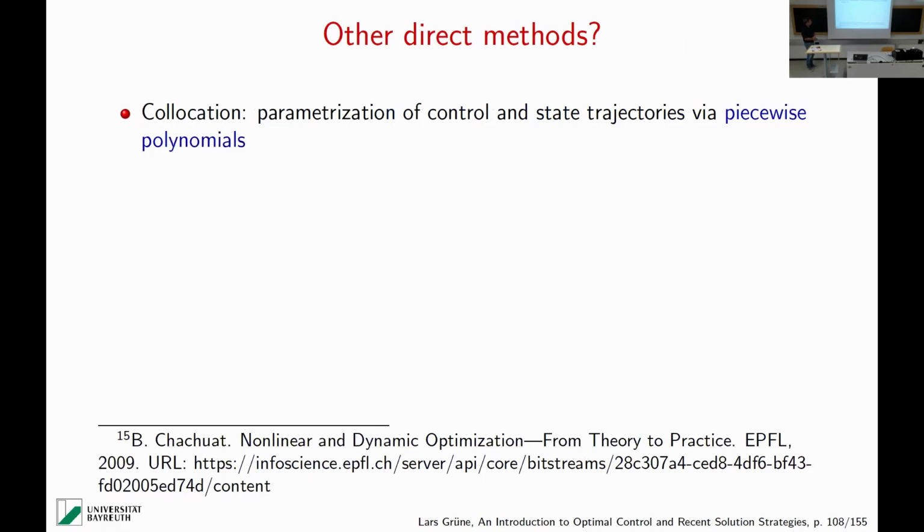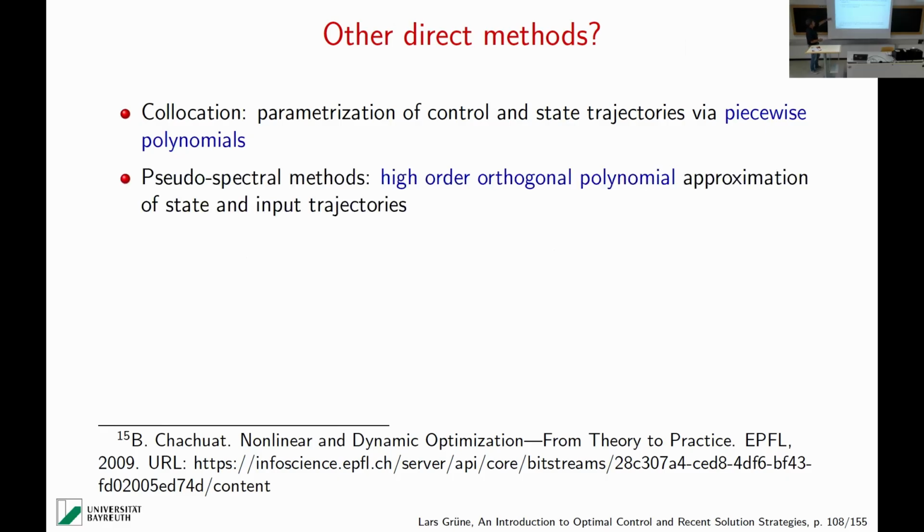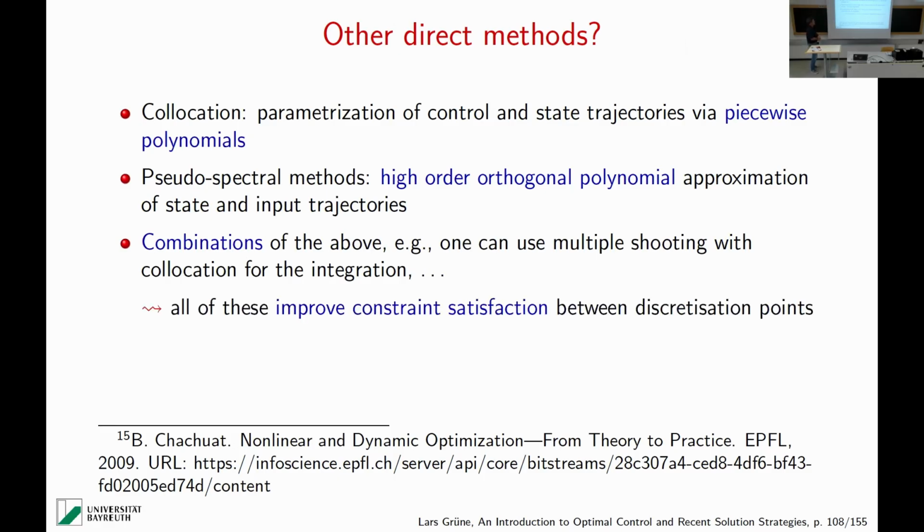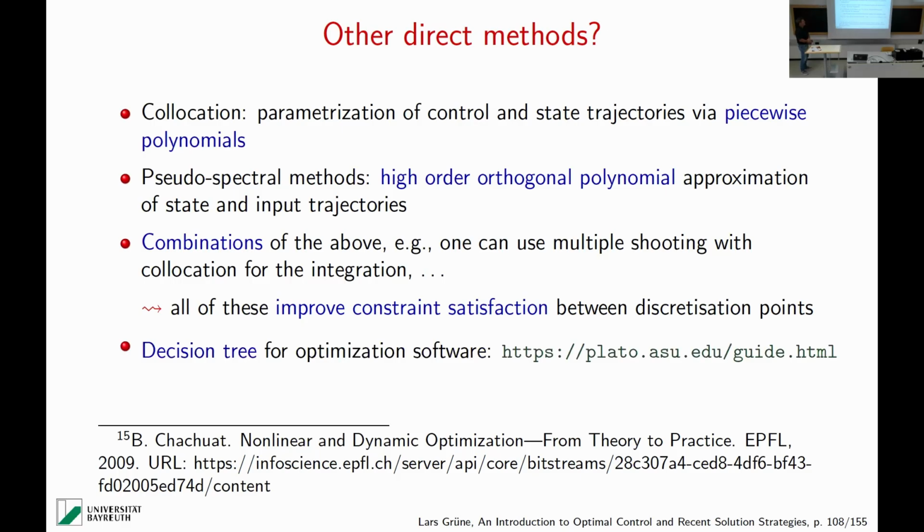Okay, there are other direct methods where you can parameterize with piecewise polynomials, where you can use orthogonal polynomial approximation, which is called pseudospectral methods, where you can combine these above, do it with multiple shooting, and so on. And what's the good thing about these is if you want constraint satisfaction not only in the discretization points but also in the pieces in between, then these methods are usually better. So this is one of the advantages there. Okay. Just go back to slides.